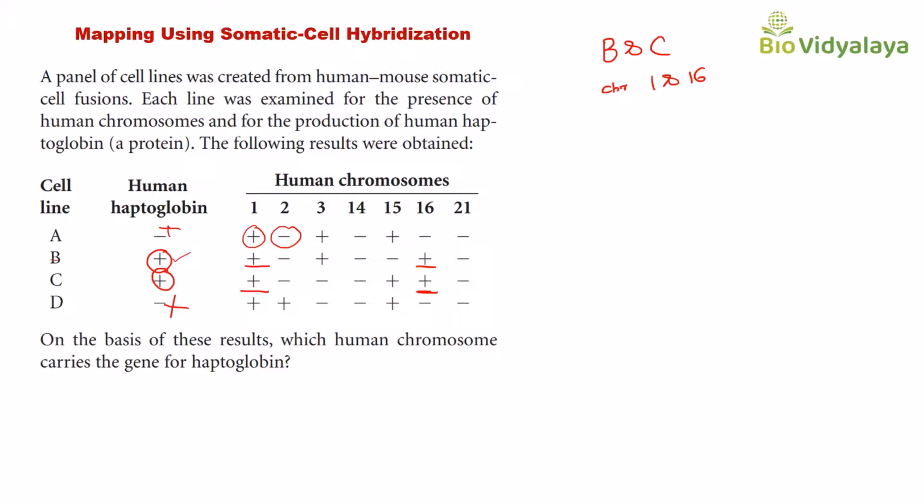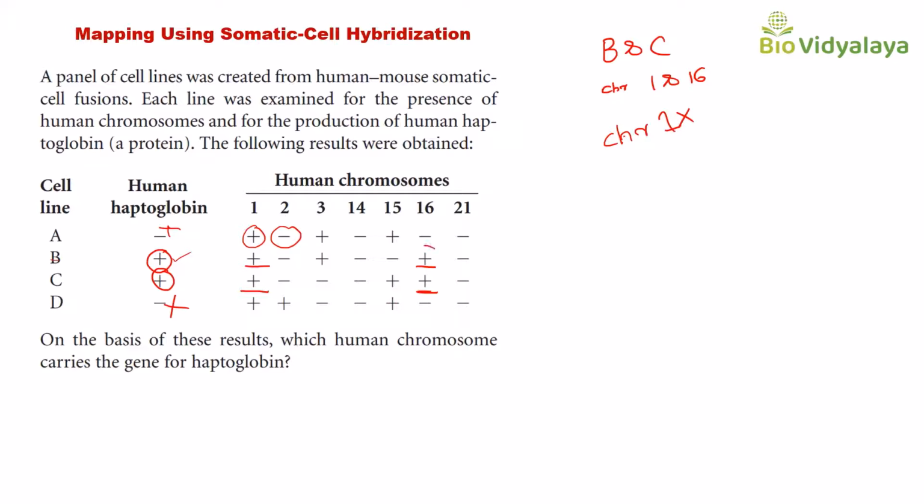So we can say that the haptoglobin gene is not present in chromosome 1. So the haptoglobin gene cannot be on chromosome 1. Next is chromosome 16.